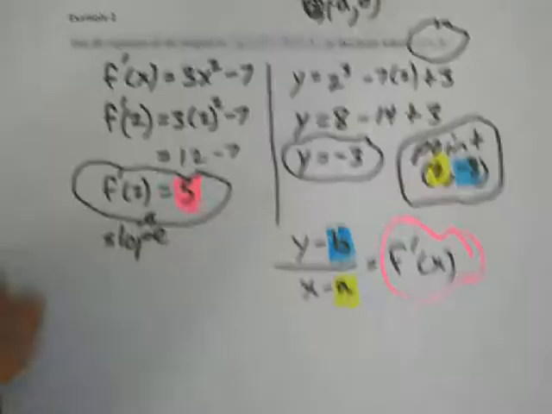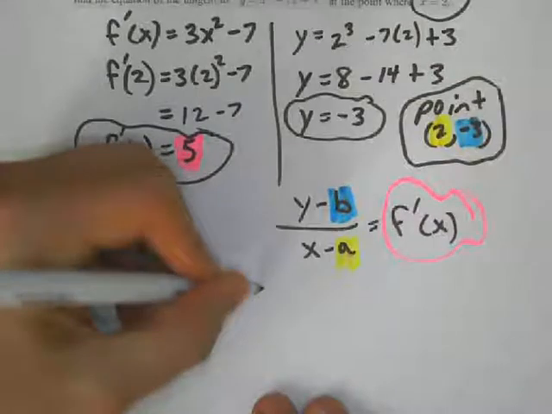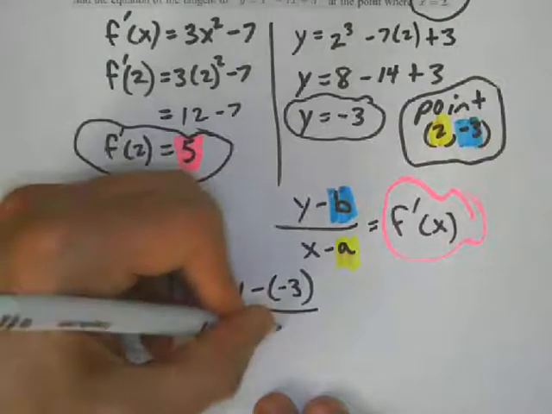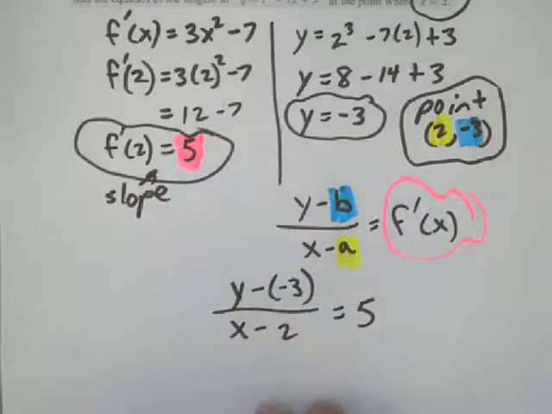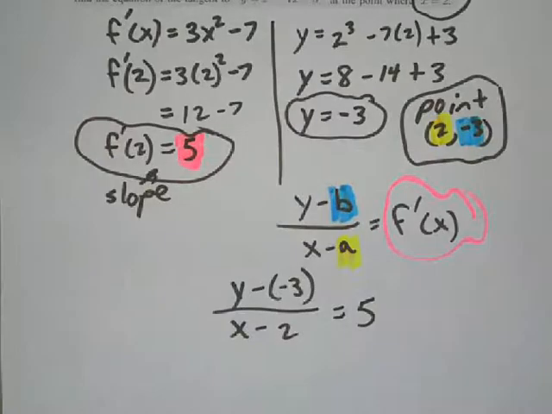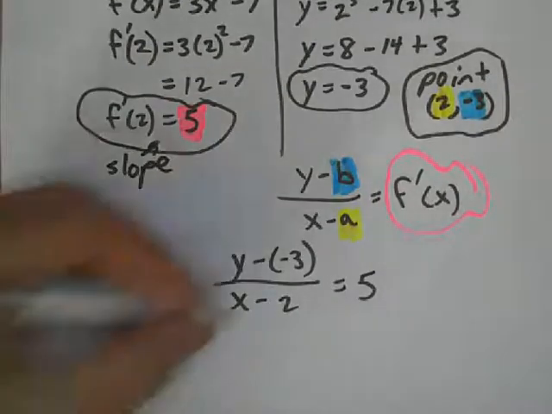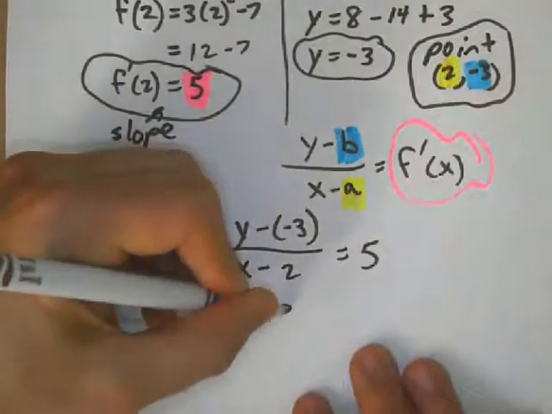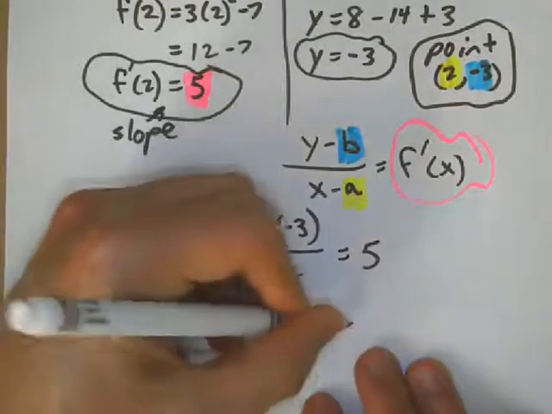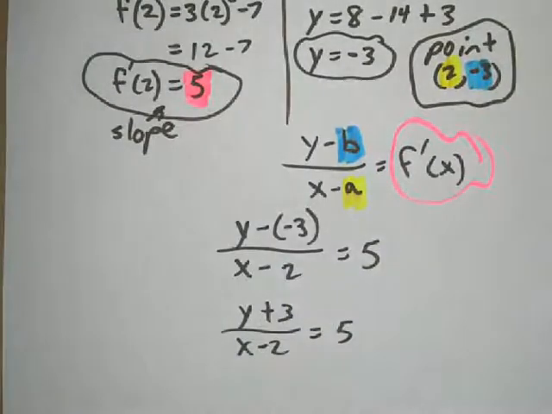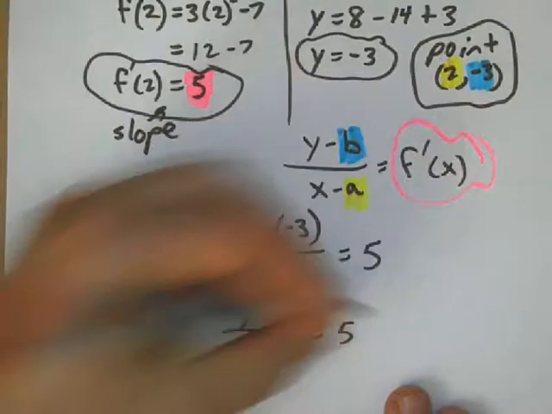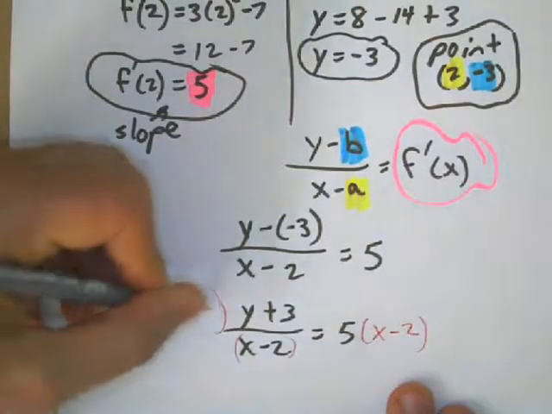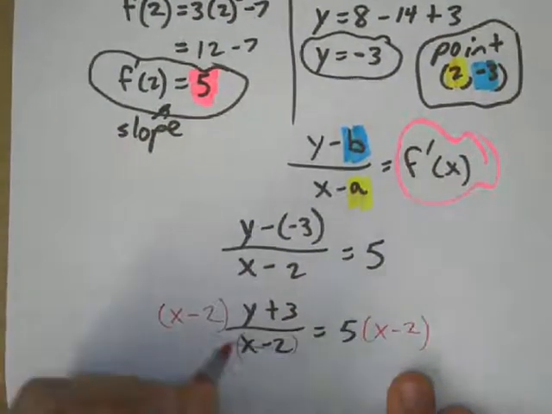So now we've got y minus negative 3 over x minus 2 equals 5. Okay. Then, so let's just do the distribute negative 3. We got y plus 3 over x minus 2 equals 5. Now what did we do on the previous question? To get rid of this denominator, I'm going to multiply both sides by x minus 2. Now why am I doing that? To get rid of this denominator.